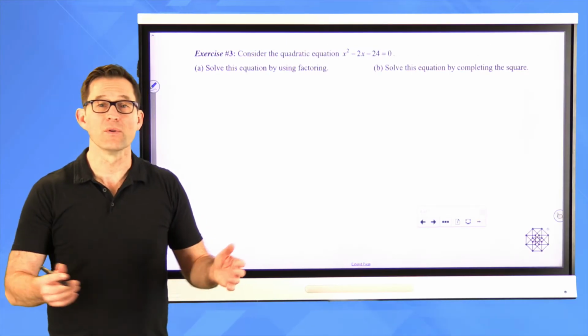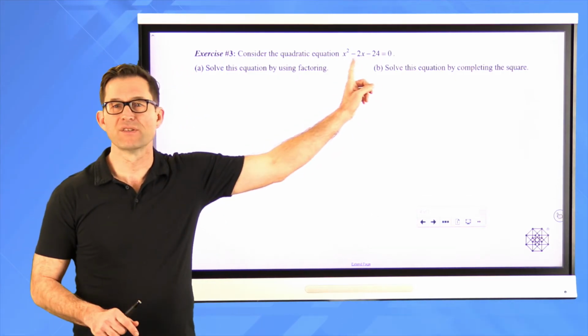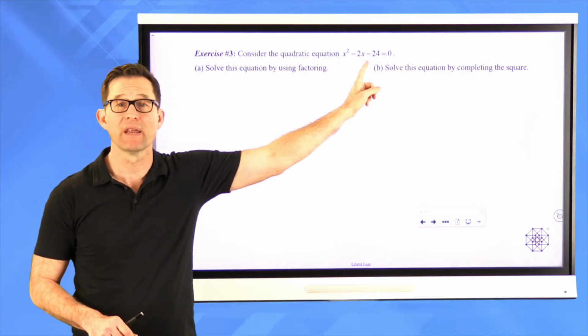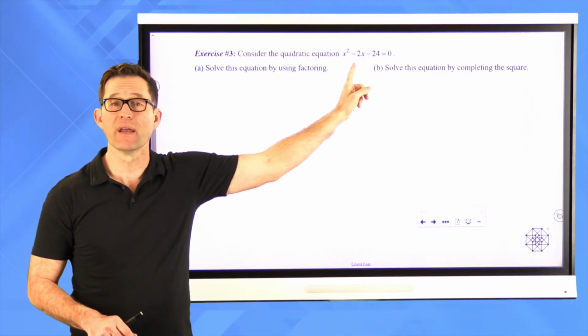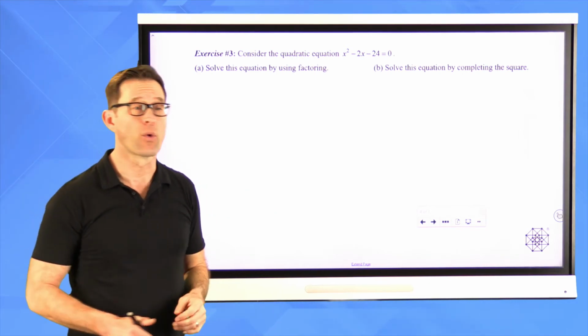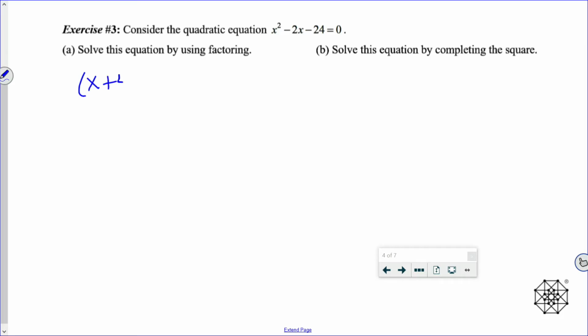All right, so let's do it. In terms of factoring, well, we've got a simple trinomial here, leading coefficient of 1. So I'm looking for two numbers whose product is negative 24 and whose sum is negative 2. That's pretty easy. That ends up being negative 6 and positive 4. So I end up getting x plus 4 times x minus 6 is equal to 0. That gives me x plus 4 is equal to 0, and x minus 6 is equal to 0.